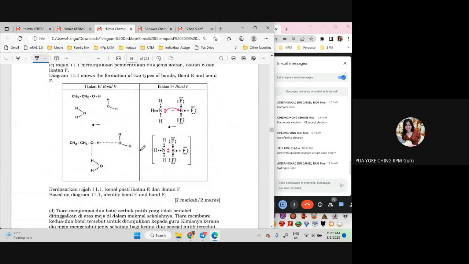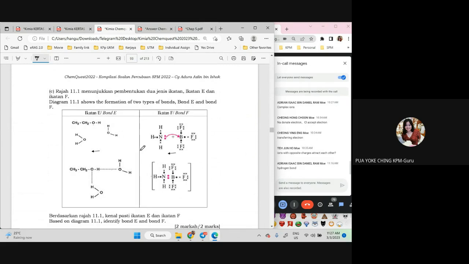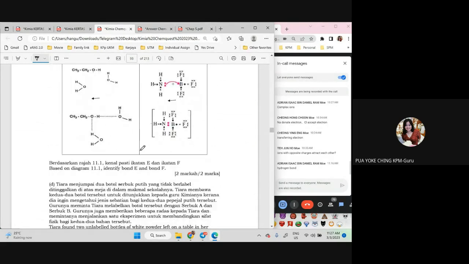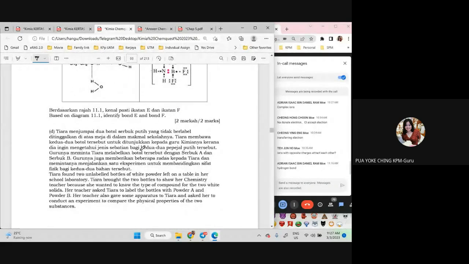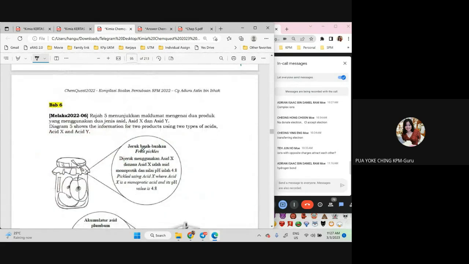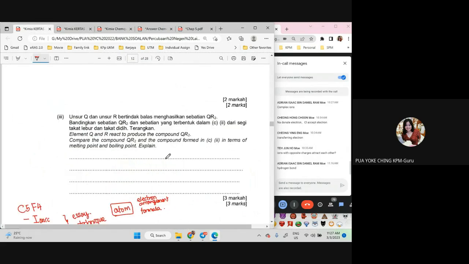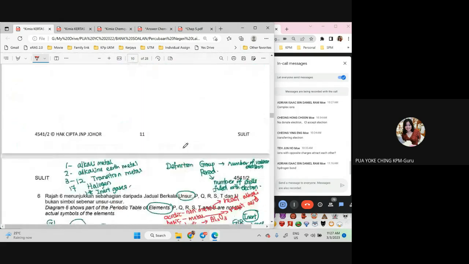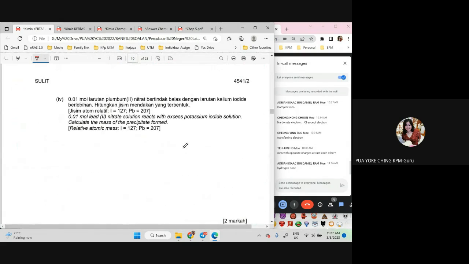So, I rasa yang lain tak ada apa sangat. This one you just can go to double check lah. This is hydrogen bond and dative bond. Okay. So, next kita sambung. So, dalam sini ada question number 6. Kita dah.